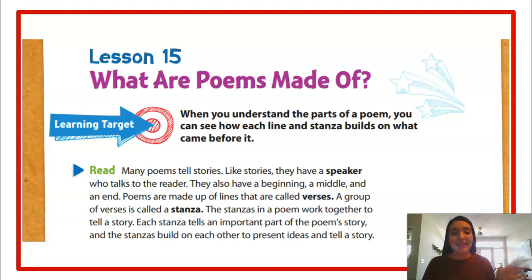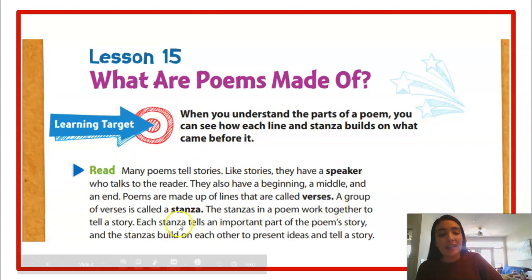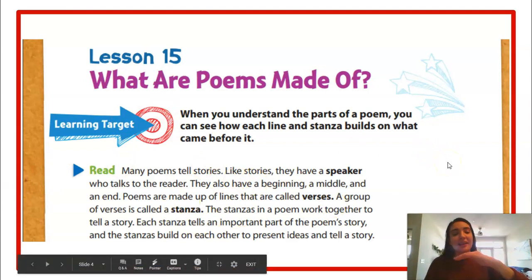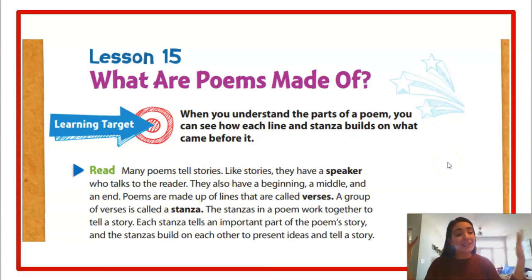Like stories, they have a speaker who talks to the reader. They also have a beginning, a middle, and an end. Poems are made up of lines that are called verses. A group of verses is called a stanza. We talked about those two words already, verses and stanza. The stanzas in a poem work together to tell a story.